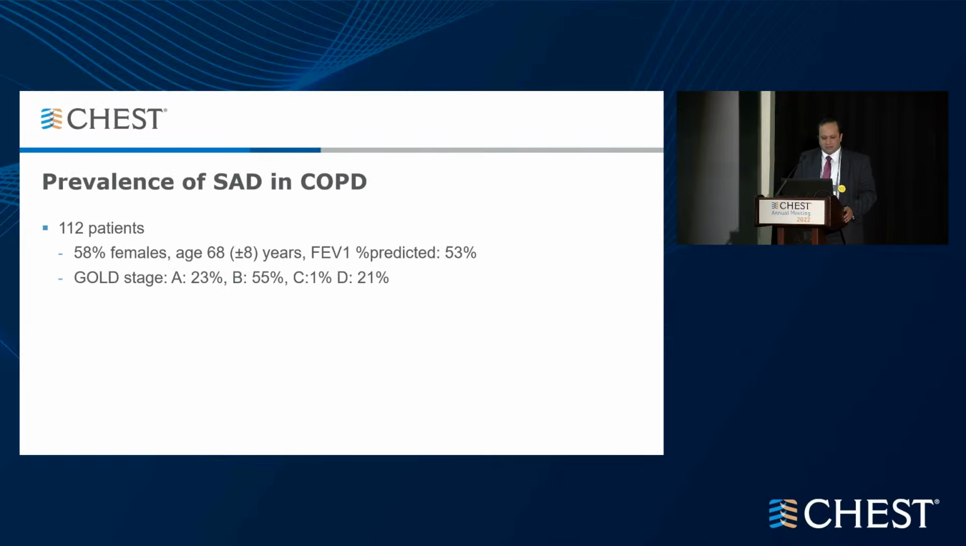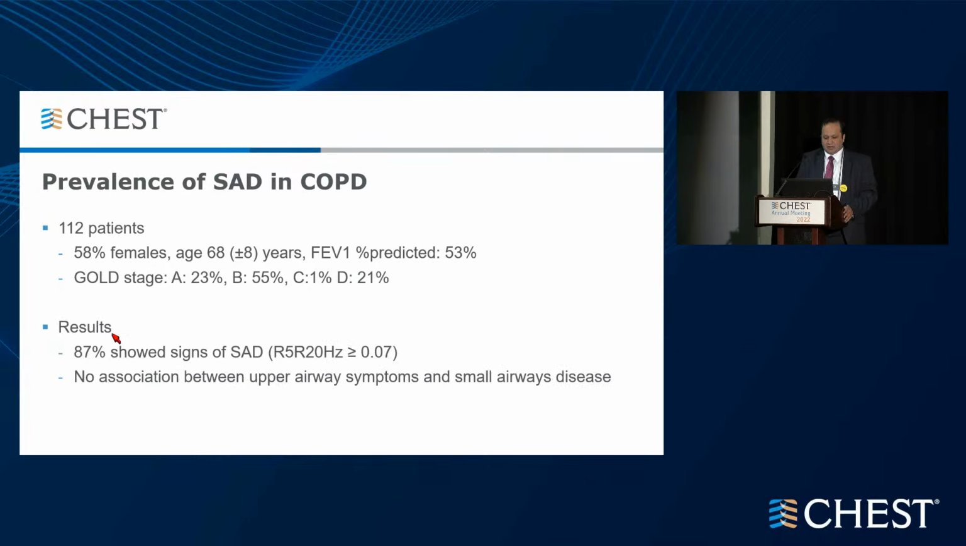So how prevalent is small airway disease in COPD? This is a study that looked at 112 patients. Most of these patients were female, about middle age, and they looked at GOLD stage A, B, C, and D, so they had all stages of COPD. But they showed that 87% of the patients had some sign of small airway involvement. Here they're looking at R5 to R20, which is a commonly used parameter in oscillometry, and you can see that this is pretty significant.